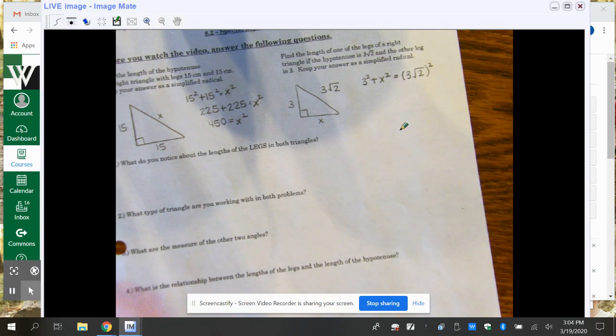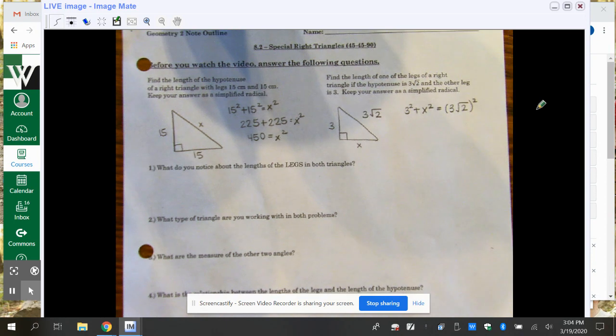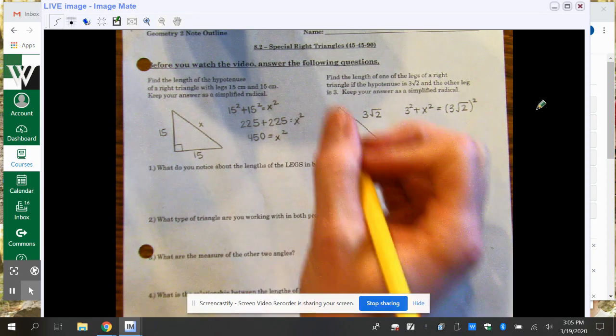All right, so today we are going to start talking about one of what's called a special right triangle. Hopefully you started to take a look at some of these before you watched the video so that you could start looking for these relationships. I started both of these, and I'm just going to talk through and review some of the steps when we're working with radicals.